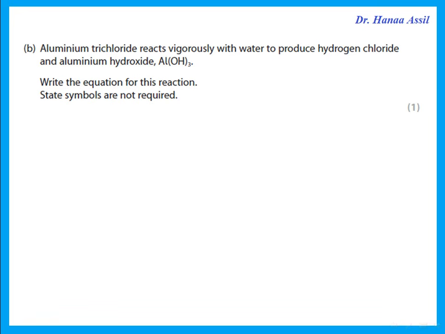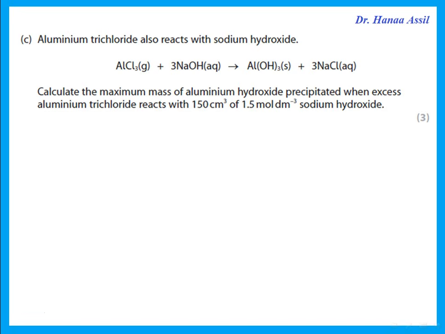Aluminium trichloride reacts vigorously with water to produce hydrogen chloride and aluminium hydroxide. Write the equation for this reaction. He doesn't want state symbols. So what are we doing? Aluminium chloride plus water, and he's saying it will give aluminium hydroxide plus hydrogen chloride, and all you need to do is balance. Remember, he says write an equation, it has to be balanced.